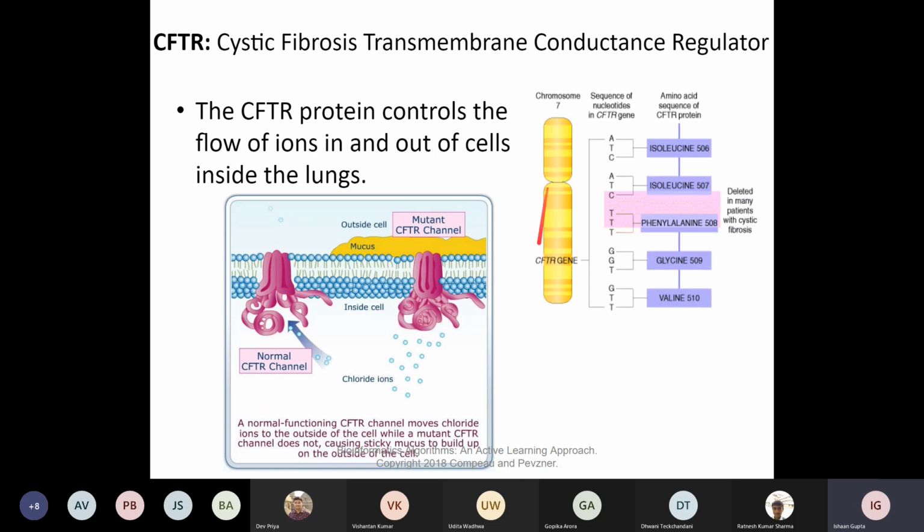In the CFTR gene specifically, when you have the normal gene, the channel can be regulated properly, and the sodium and chloride ions can be regulated properly. But when you have the mutated version of this protein, it disrupts the balance, causing the body to react by making more mucus.